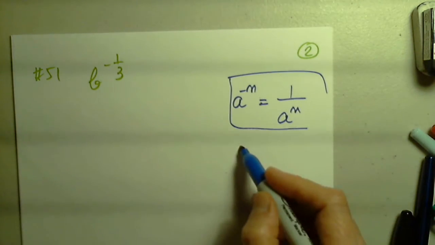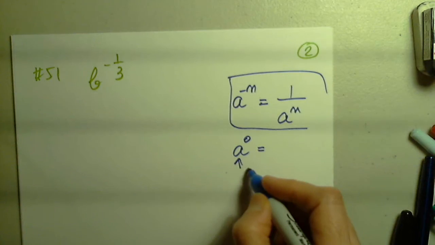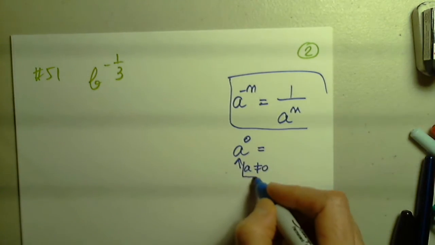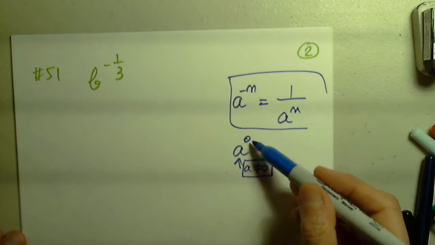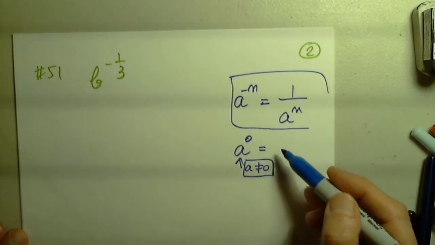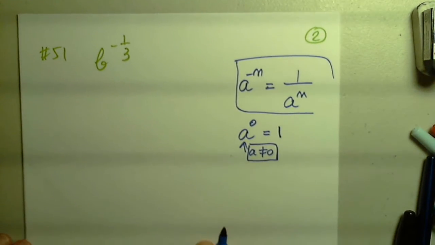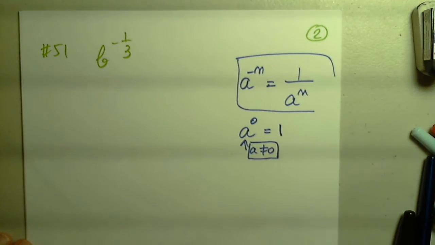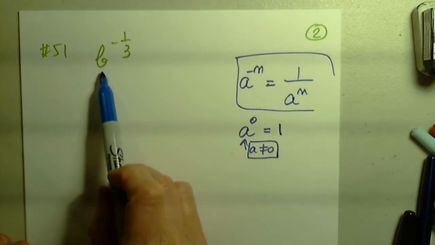And also remember that a raised to 0 is 1, assuming that a does not equal 0. This is extremely important. Anyone remembers a raised to 0? How much? 1. That's it. Awesome. I had a quick question. What's the letter next to the -1/3 exponent? B. Oh, okay. Thank you.